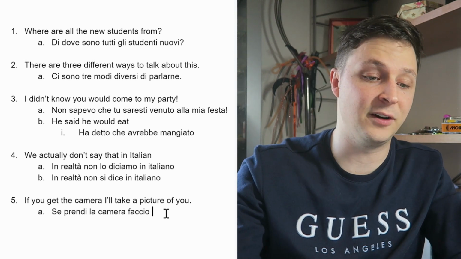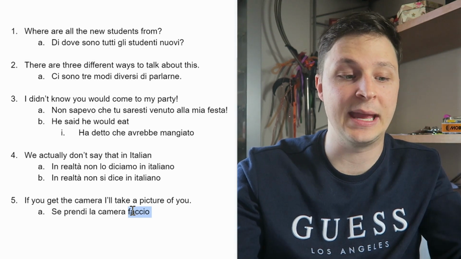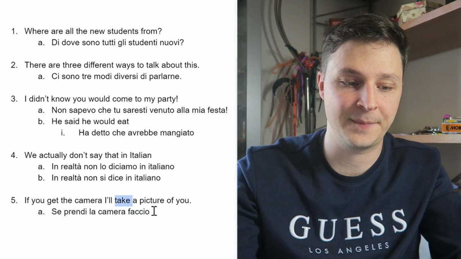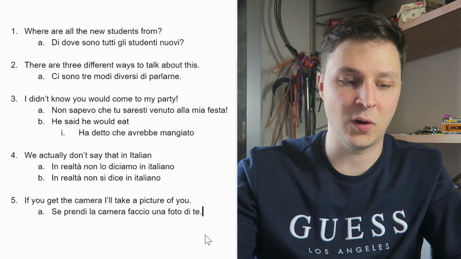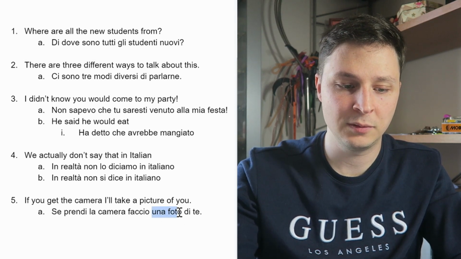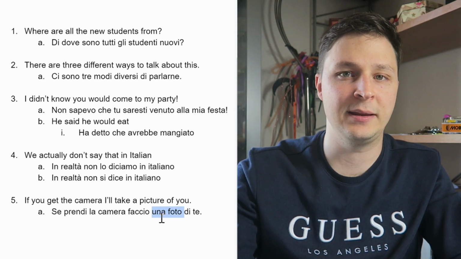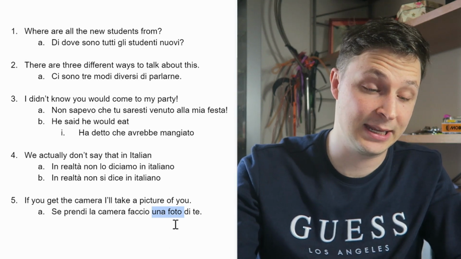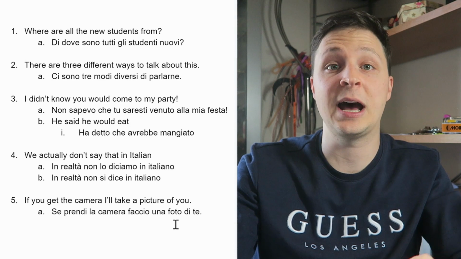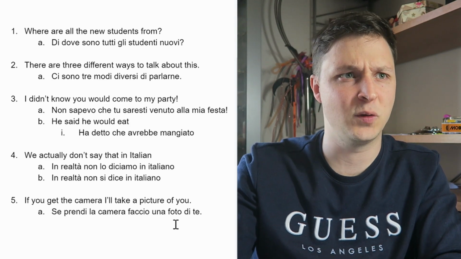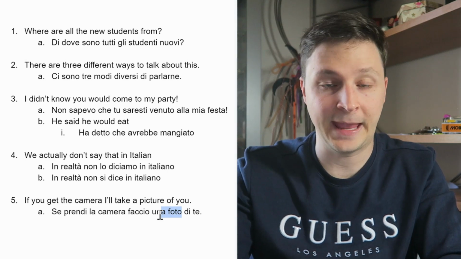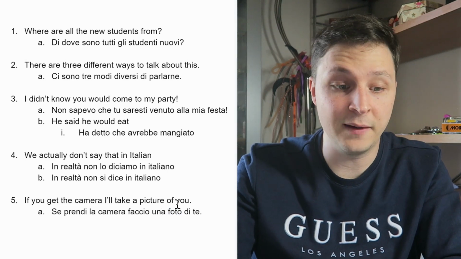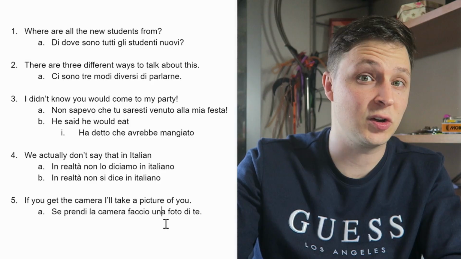So again, notice the verb is fare, to do or to make. It's not take in this case. Faccio una foto di te. So una foto. Why is it feminine? Why is it una if it ends in o? It's a good question. It's actually because it's una fotografa, I think. Fotografa, sorry. So anyway, photo is how they always say it. And it's feminine. And the rest of you, di te. So I'll take a picture of you.